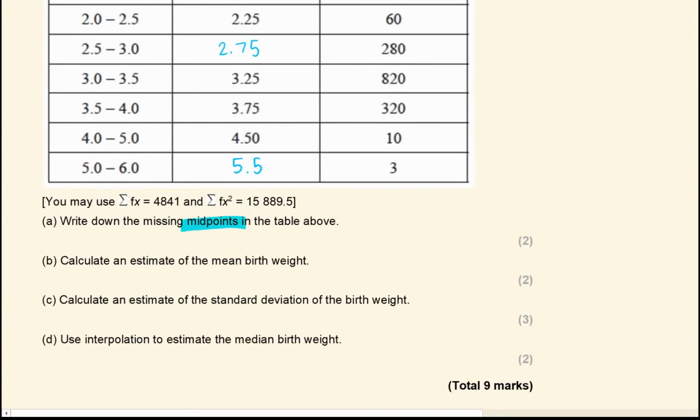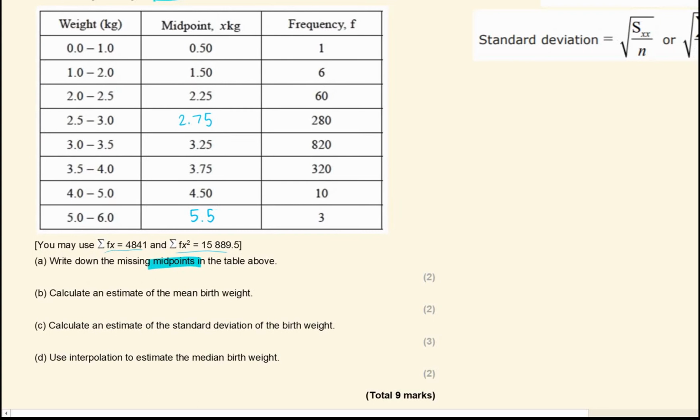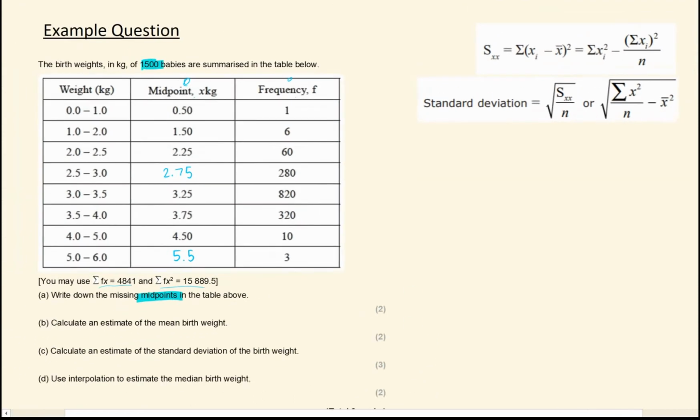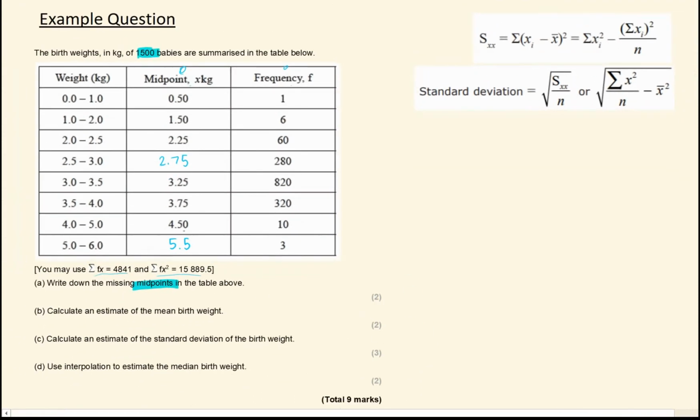We've also got this data here. They've told us what the sums are. So the sum of fx means the sum of this times this. If you multiply together these two numbers, that's the sum over here. And the sum of fx squared is the same thing, but with these numbers squared.